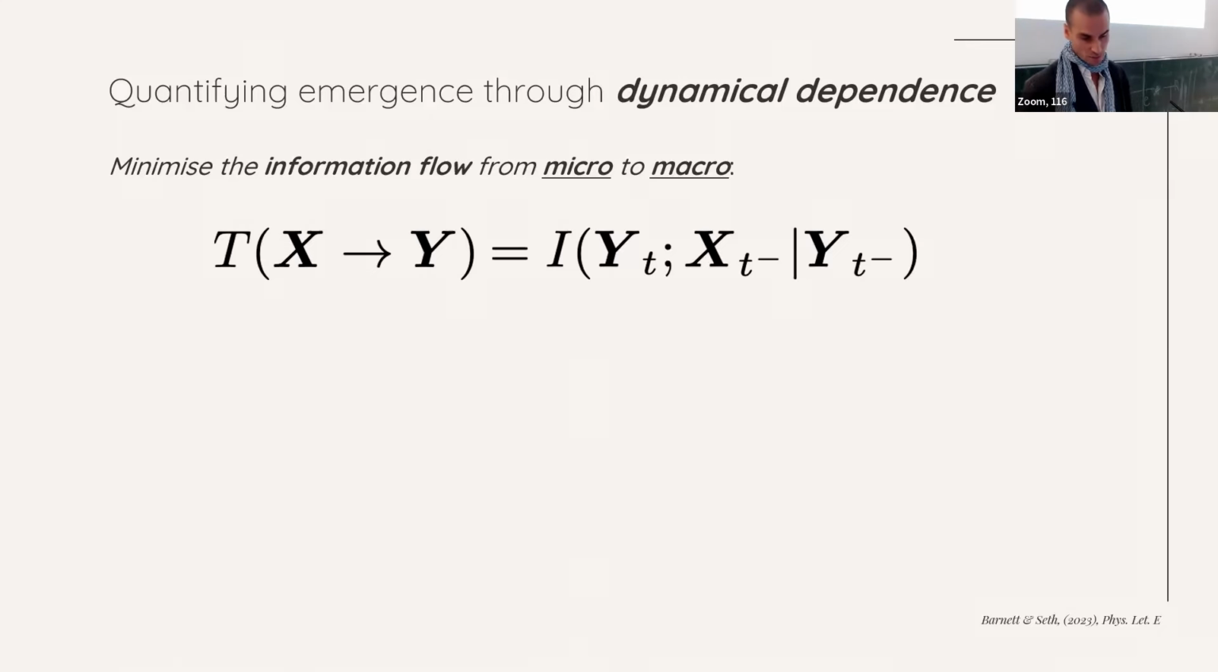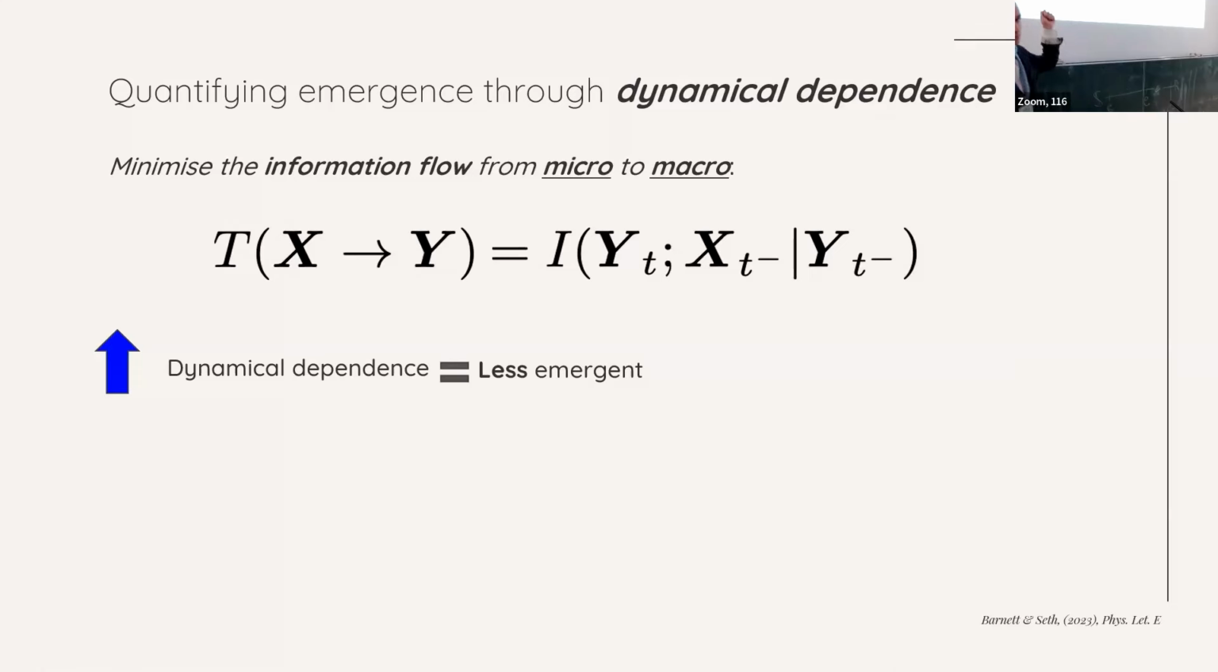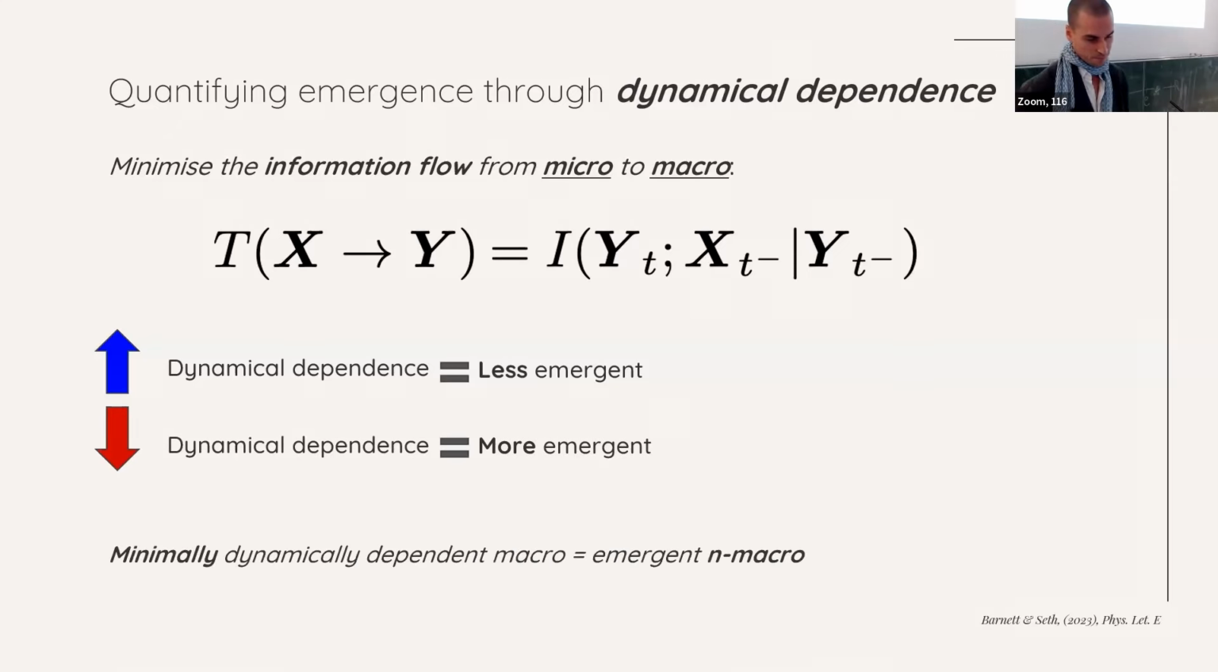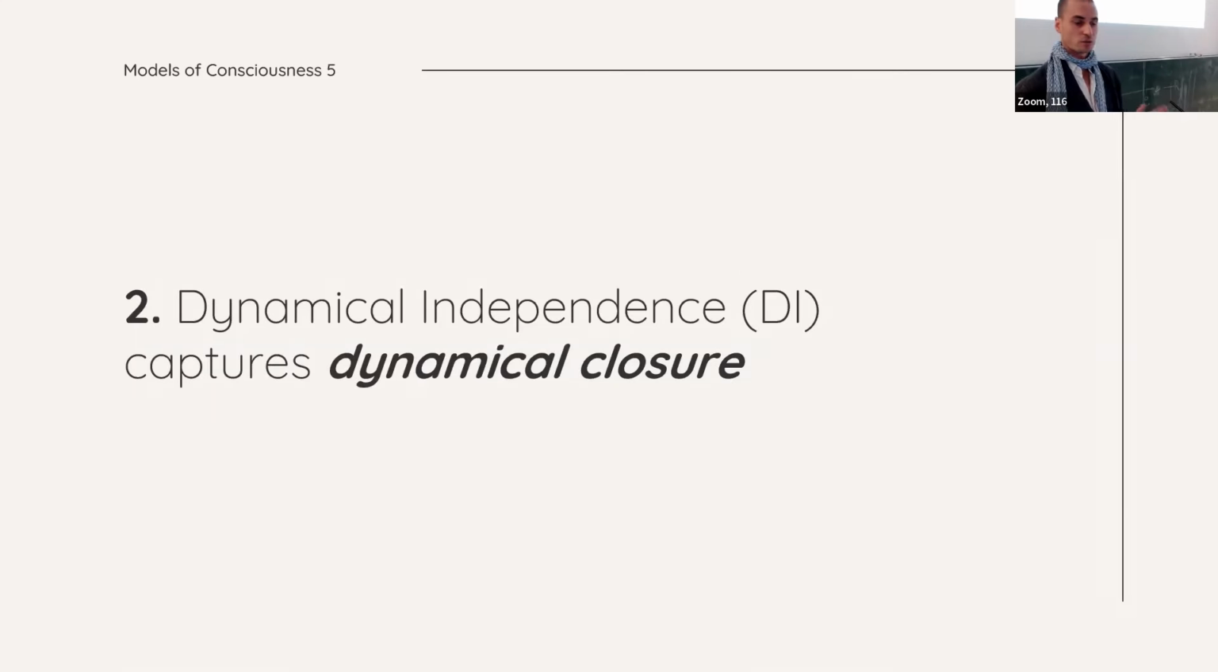So within this framework, the higher the dynamical dependence, the less emergent, because the macroscopic is more dependent on the microscopic. The lower the dynamical dependence, the more emergent. In general, what we're trying to do is minimize dynamical dependence to find the emergent N macro, where N stands for the spatial scale of the macroscopic variable. So in general, dynamical independence can be considered to capture dynamical closure or informational closure.